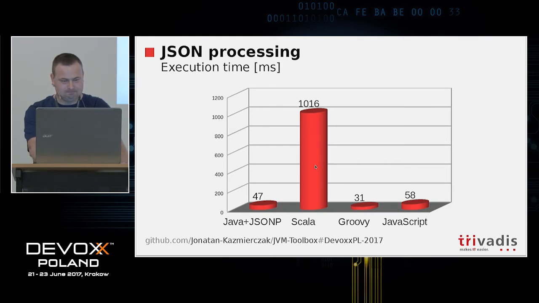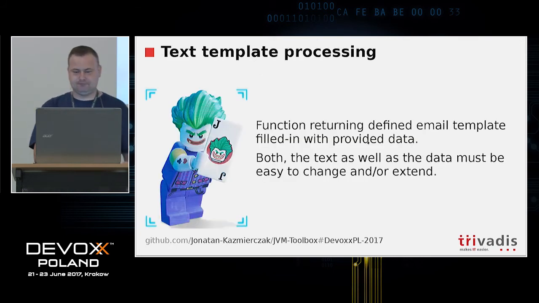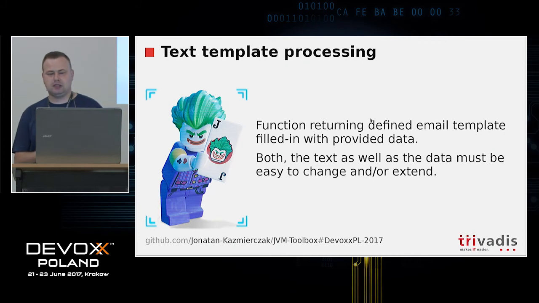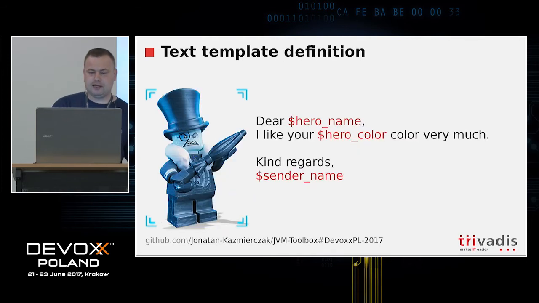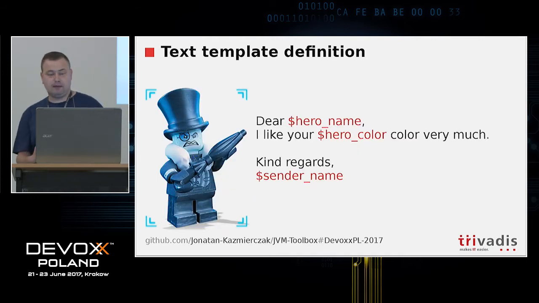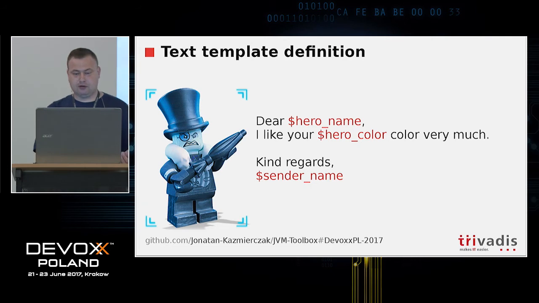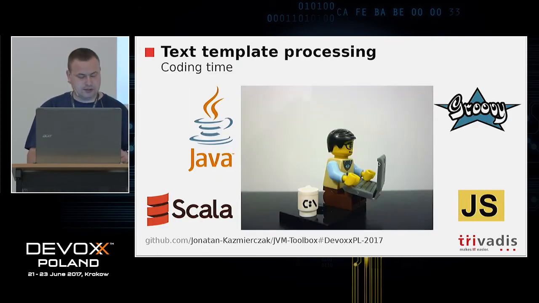Good. So let's see the third problem. How is it going? We need a function returning a defined email template filled in with provided data. Both the text as well as the data must be easy to change and or to extend. And here is our email template. We have several placeholders. And we can start to code the solution.